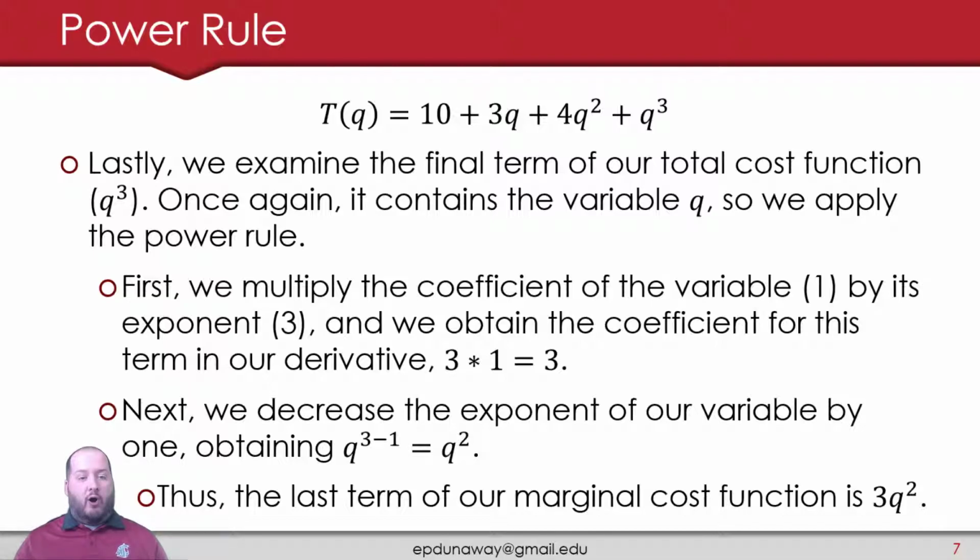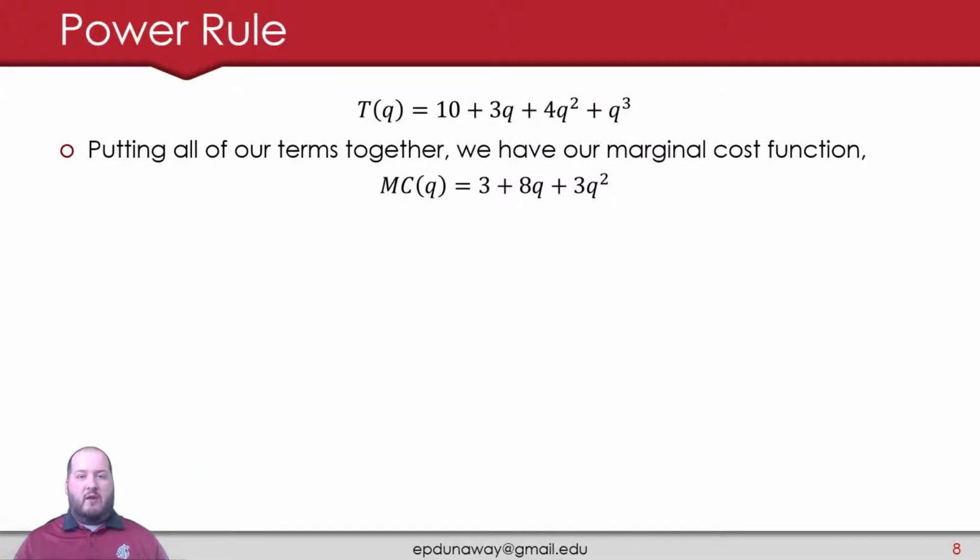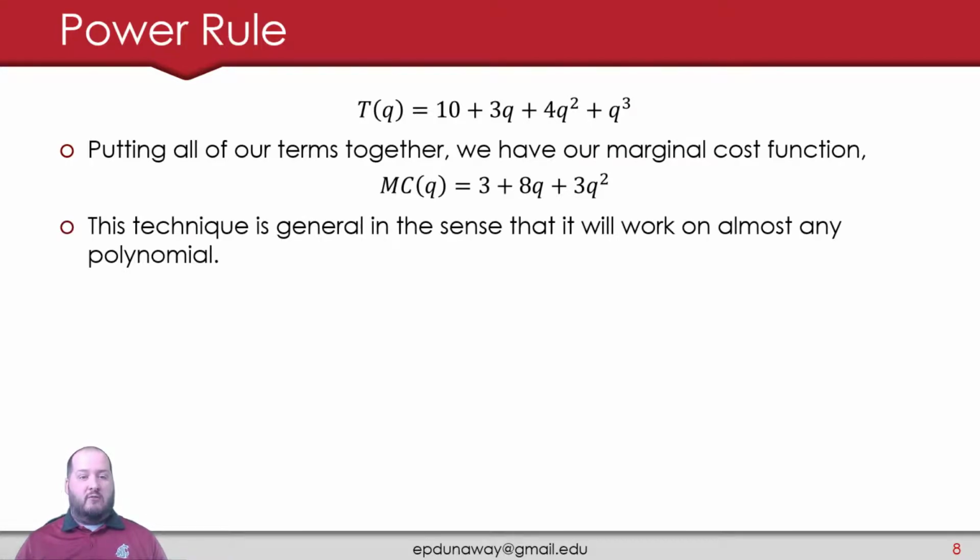So now that I've done all 4 terms in this expression, I can now put it all together. And I can use that to assemble our marginal cost function, which is just going to be 3 plus 8q plus 3q squared. And that's it right there. That is my marginal cost function from my total cost function. We just applied the first derivative and we got it without an issue.